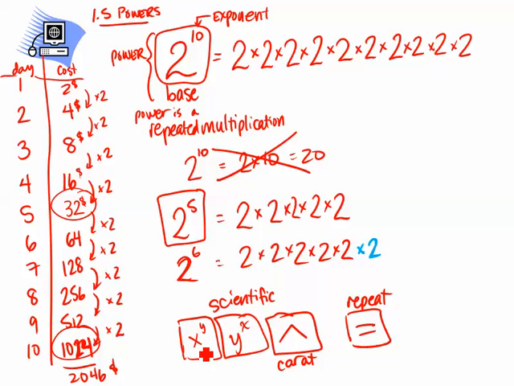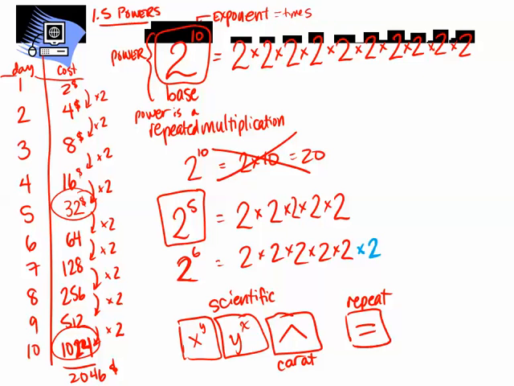So, just to recap, a power includes a base and an exponent. The base number is the number that is being multiplied. The exponent is the number of times that you will see that number. So this is the number of times the number shows up, whereas the base is the number being multiplied.